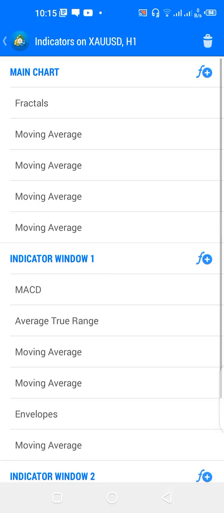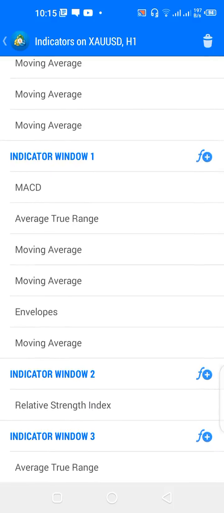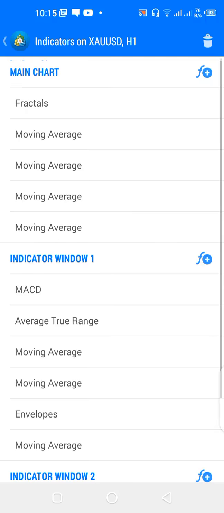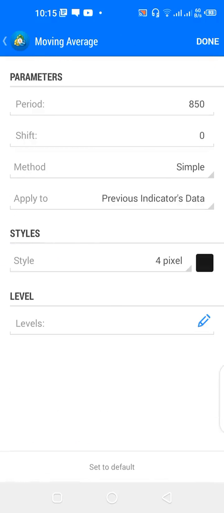Then after the MACD on indicator window 1, I have average true range. The period is 14. The color of the style matches the background color of the chart. So I have moving average. Period is 850. Shift is 0. Method is simple. Apply to previous indicator's data. Color is black.